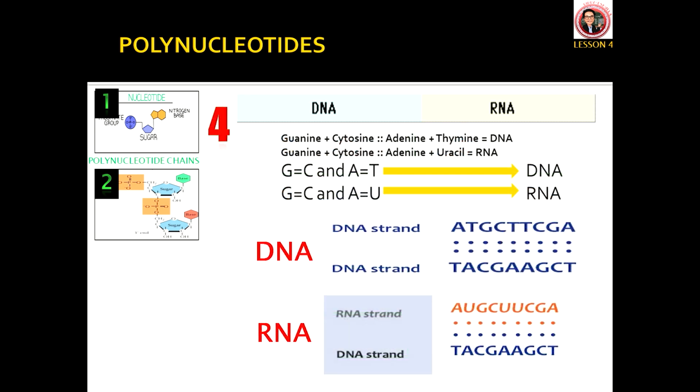Fourth, the nitrogenous base pairing. Just remember GCAT for DNA, where guanine pairs up with cytosine and adenine pairs up with thymine, always. While in RNA, tandaan ang mnemonics na GCAU, kung saan ang thymine is replaced or napalitan lang ng uracil.